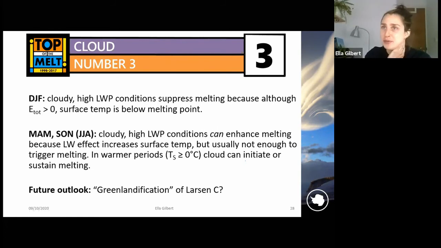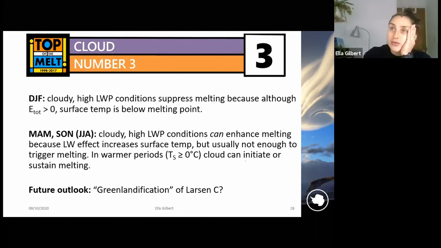So, a little brief summary. When we have very cloudy, often high liquid water path conditions in summer, that suppresses the amount of melting, because even though we have a slightly positive balance of fluxes, the surface temperature is often below the melting point because of the amount of solar radiation that's being reflected back to space.